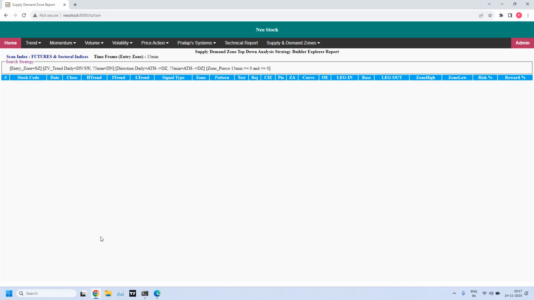So this is the list of bullish and bearish setup related stocks for both 75 minutes and 15 minutes in this report. So this is the end of the report.